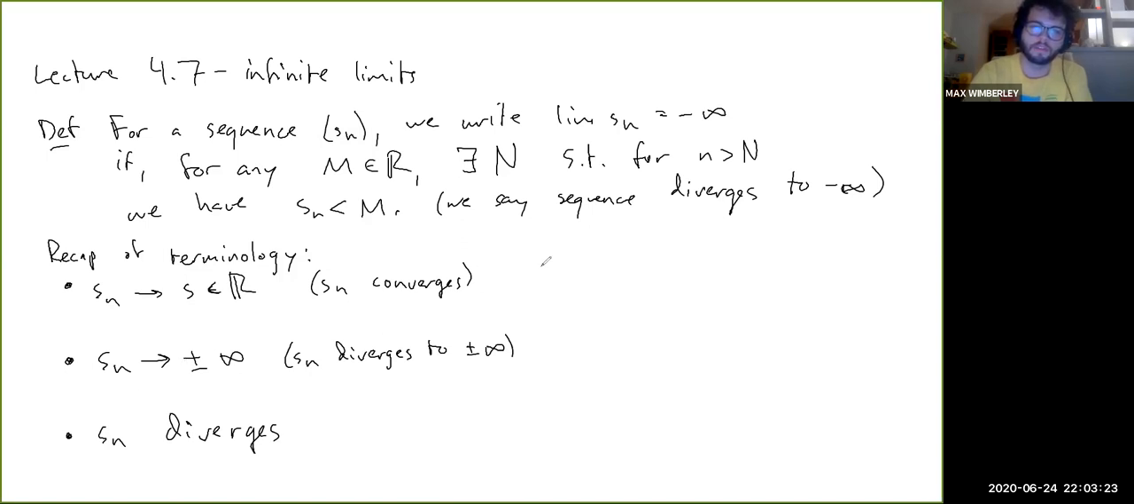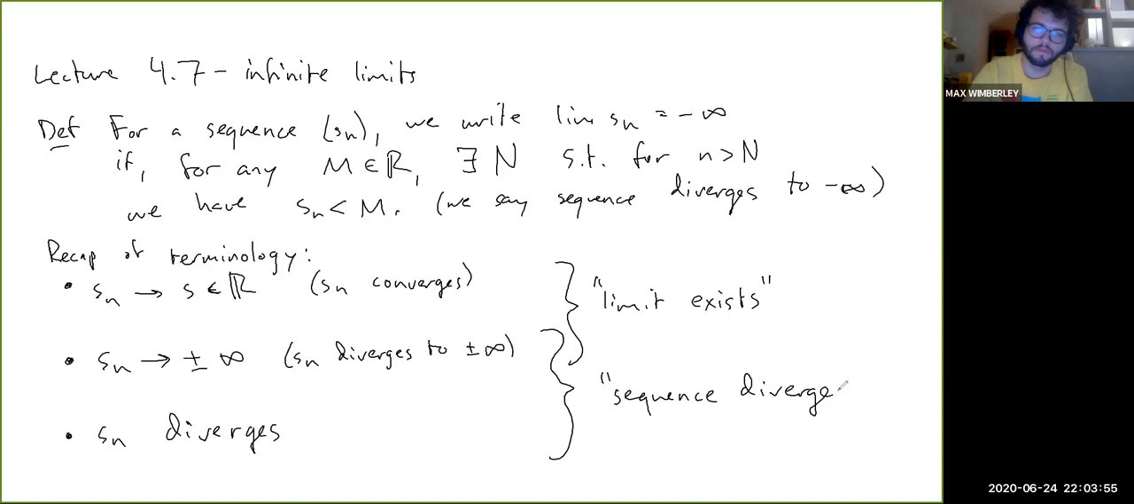In both of these cases, we say the limit exists. But in both of these cases, we say the sequence diverges. So this case here is this weird in-between thing where it still diverges, but the limit exists. Maybe confusing, pretty important to get straight as quickly as possible.